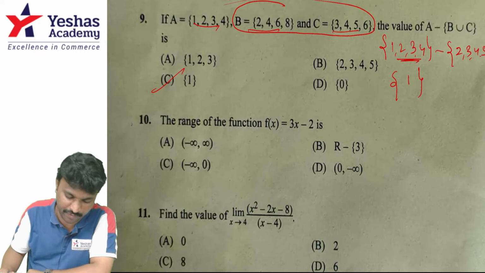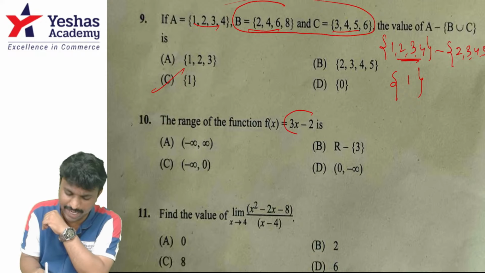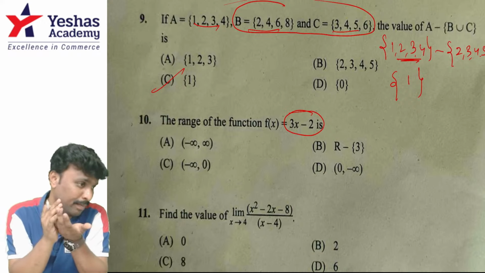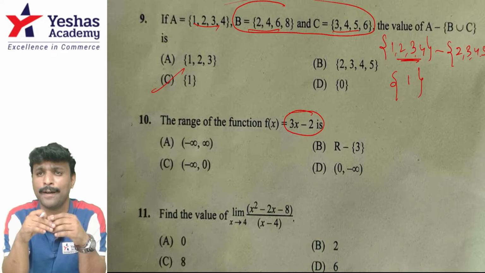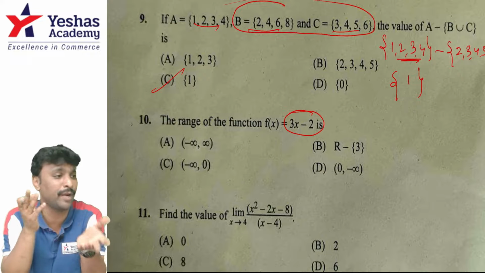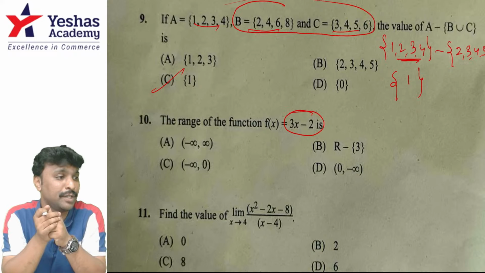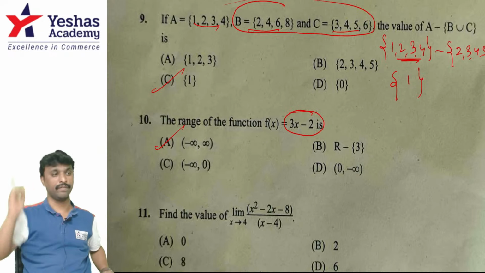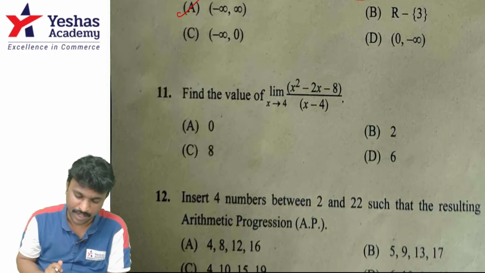Range of this function f of x equal to 3x minus 2. So what do you mean by range? If I put any value for x, x can be any real number. What happens to the function f of x? If I put x value as minus infinity, f of x also becomes minus infinity. If I put x value as plus infinity, f of x also becomes plus infinity. That means to say the function ranges between minus infinity and plus infinity. Have you understood? Moving on to the next question, guys.